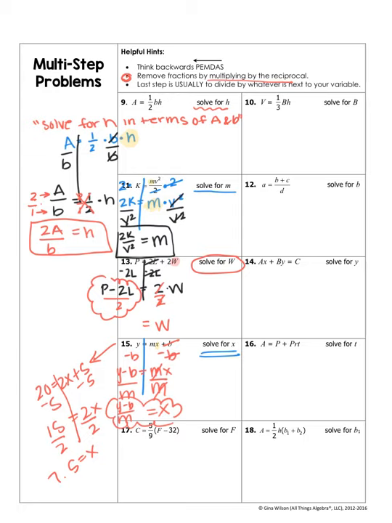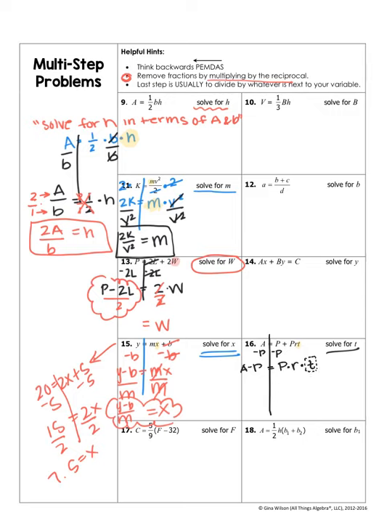Let's try number 16. This one says a equals p plus p times r times t. And I'm trying to get t all by itself. It asked me to solve for t. All right. So you have to always move with not touching the p first. So I'm going to have to subtract this p and put it on the other side. When I do that, I get a minus p equals p times r times t.